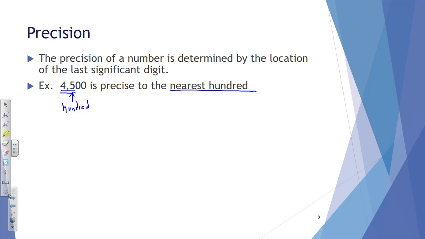Town has a population of 4,500. We wouldn't assume that's exact. We would assume that that is rounded off.